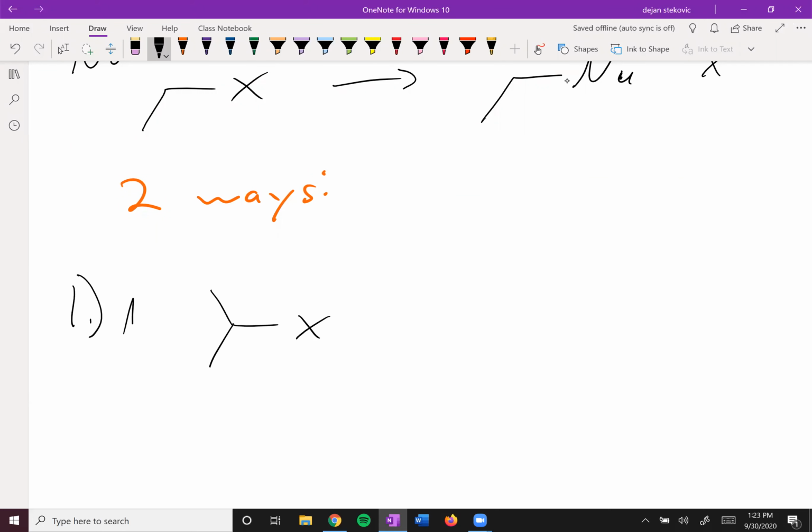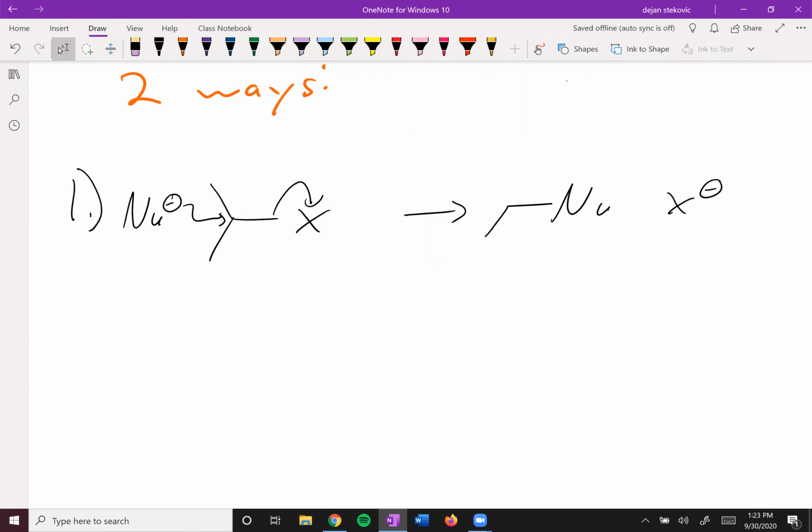In this first way, you have this nucleophile attack this carbon, and then the halogen leaves all in one step. Right, so we see that this is a one-step reaction. The nucleophile forms the bond with a carbon. At the same time, the carbon halide bond breaks.